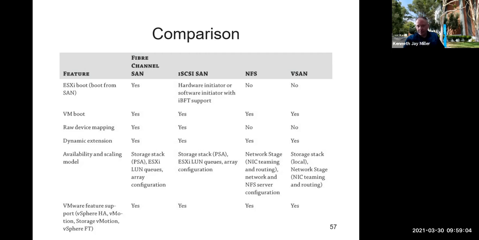The only two options are fiber channel and iSCSI. Can the virtual machines boot from your data store? The answer should be yes for all of them. Can it do a raw device mapping? The answer is yes for fiber channel and iSCSI, but it's no for NFS and vSAN.